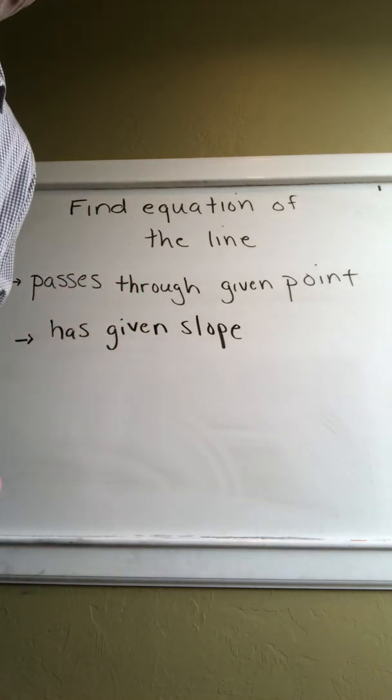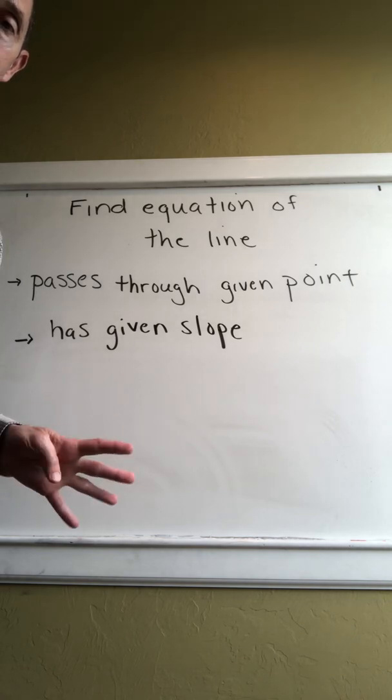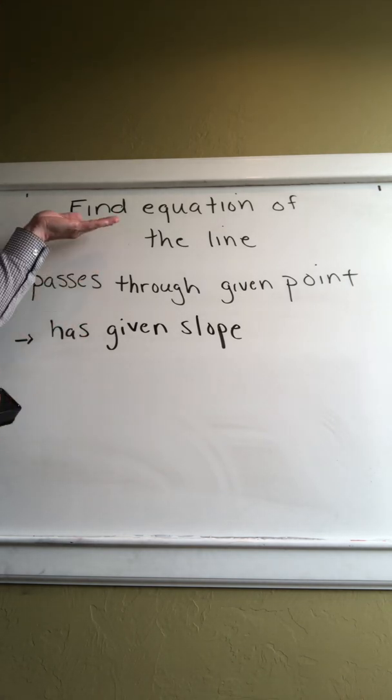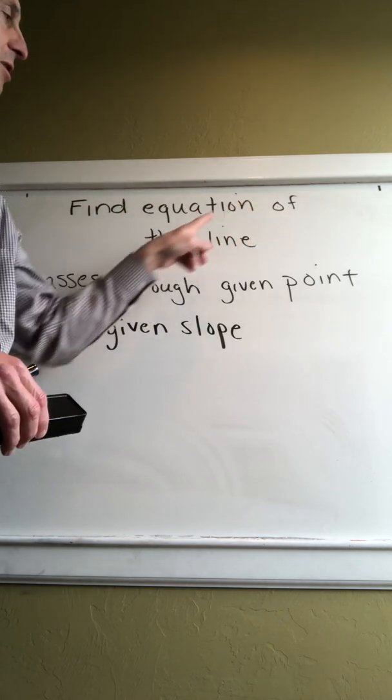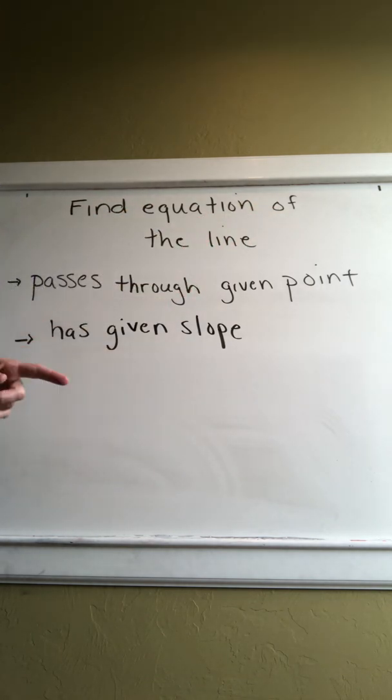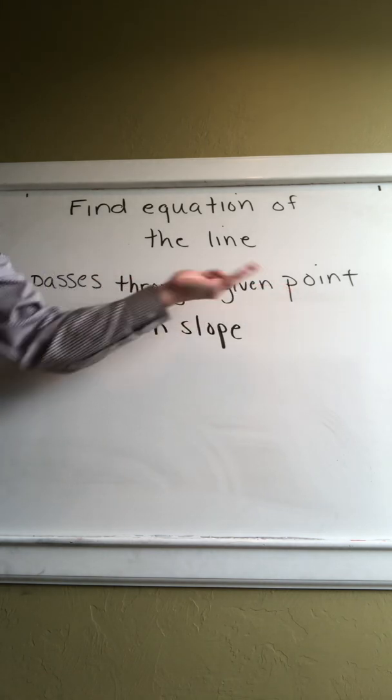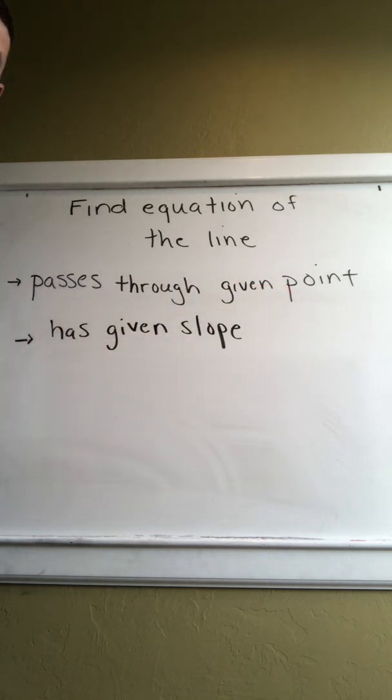These are the same directions that are going to be on all 4 examples and all 4 assignment problems. Your job is going to be to find the equation of the line, and it's going to have 2 pieces of information given to you. First, it passes through a given point. Second, it has a given slope.